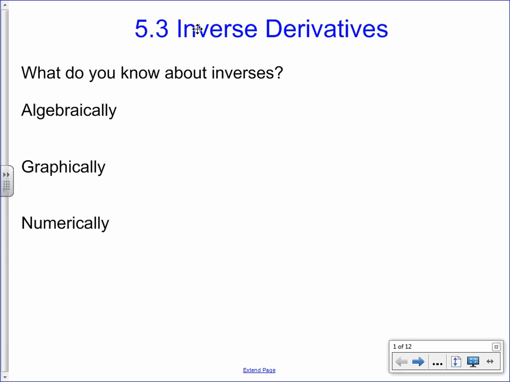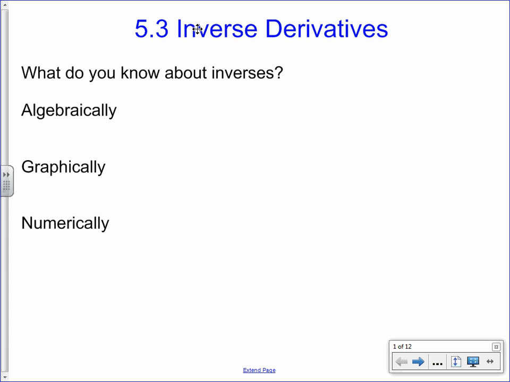Graphically, it's reflected over the line y equals x. Okay, Zach does not seem so sure about that. Let's reassure him or tell him he's wrong. Inverses are reflected over y equals x, he says. That is correct, Zach. Have some confidence.